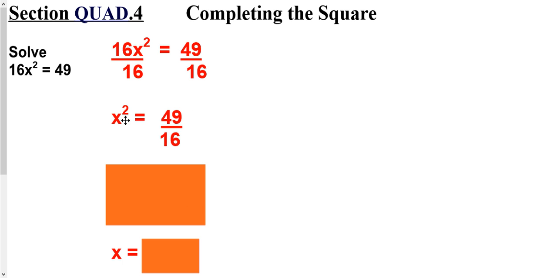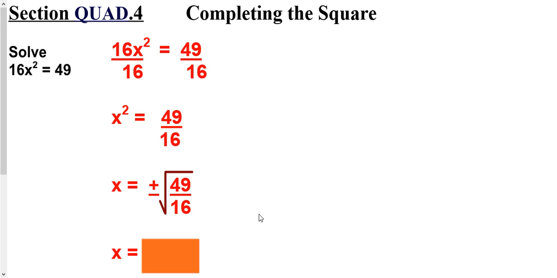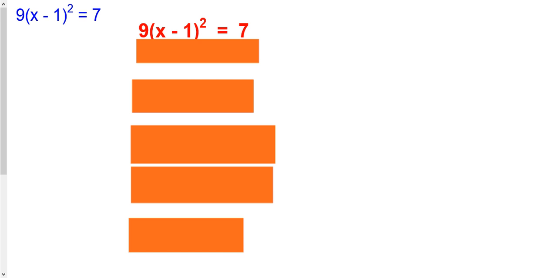Well, then you'd have to undo your squaring to get x by itself, so you'd have to take the square root of both sides. Remember, when you apply a square root to both sides, it's a plus or minus. So you take the square root of the top over the square root of the bottom, and we get our answer of plus or minus 7/4. So see if you can try this one.